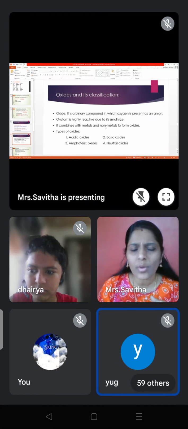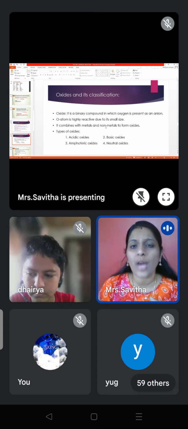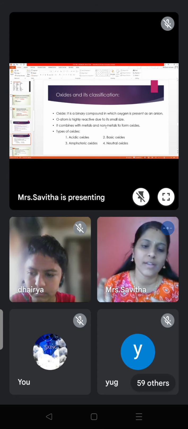So here the oxygen atom is highly reactive. It combines with metals and non-metals to form oxides. So oxygen with sodium, Na, will form sodium oxide. Sulfur is a non-metal because the last shell has 6 electrons. That non-metal combines with oxygen to form sulfur oxide. Okay, so S with O. Carbon is a non-metal. It combines with O to form carbon monoxide, carbon dioxide, like that.